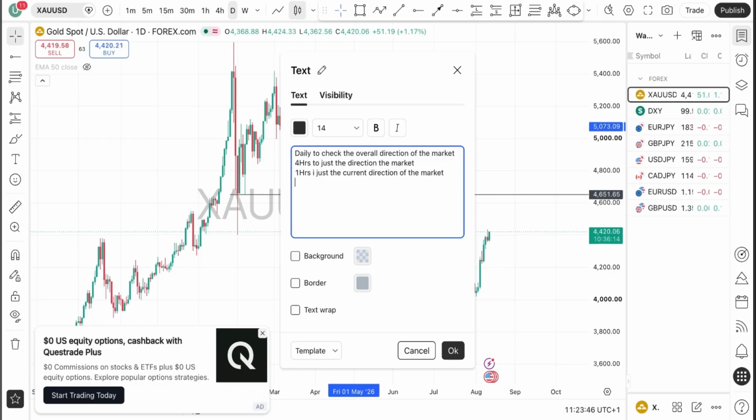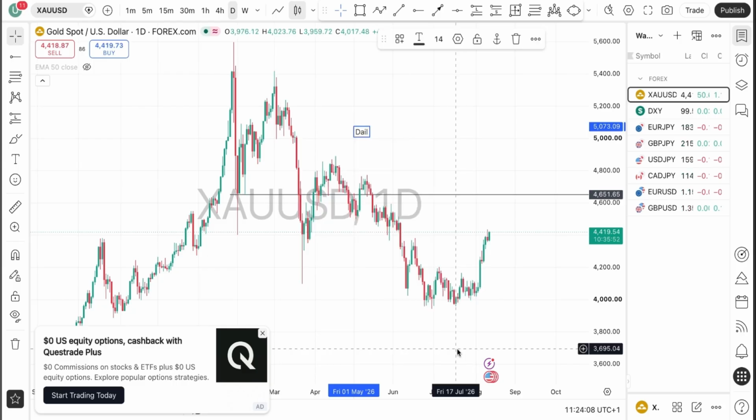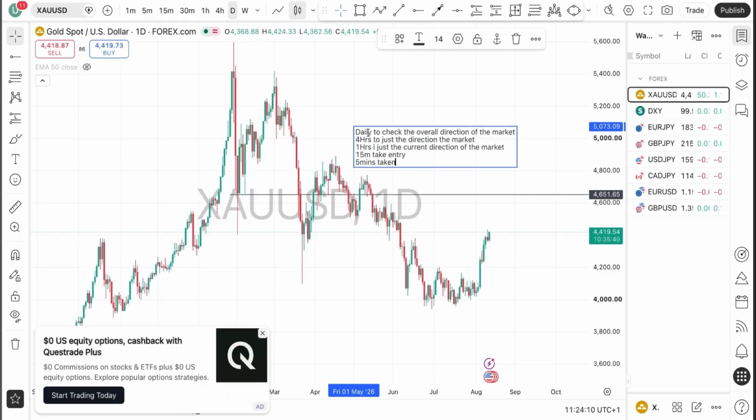Then 15 minutes, that's where I check what the market is doing and take my entries. Same as 5 minutes as well, because this is gold, just take entries on 5 minutes. But basically, what I usually do is what I'm going to explain here right now.